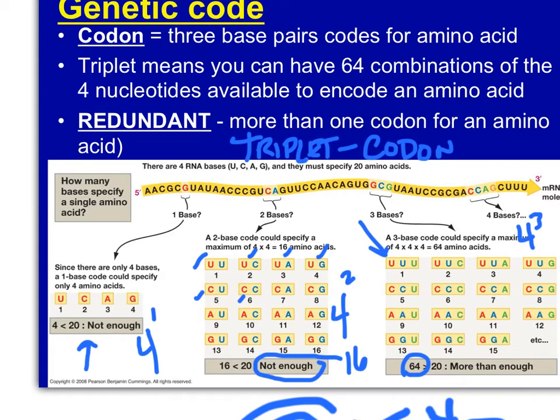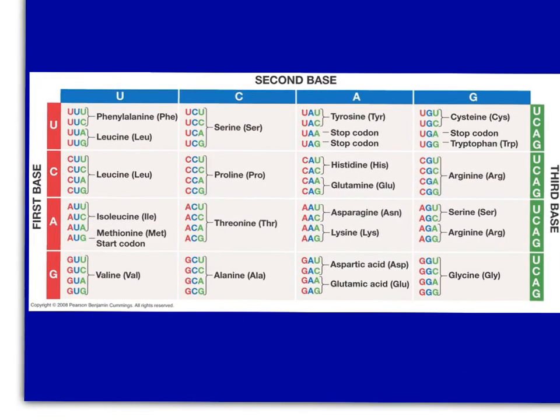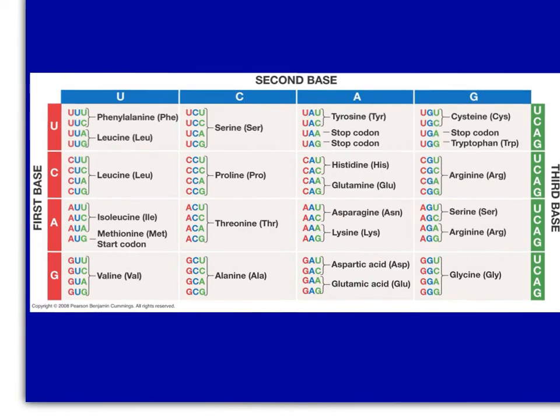So why do we need 64 if you only have 20 amino acids? Well, there's something called redundancy. More than one codon can code for the same amino acid. And where we end up is this chart, I'm going to scrunch it down just a little bit to get it all on the screen.